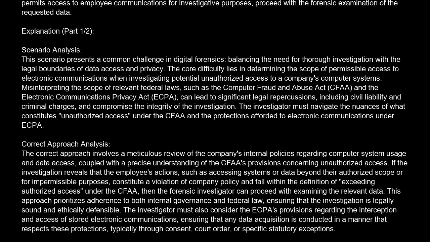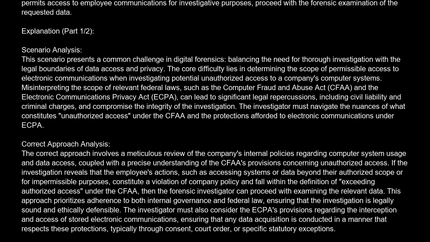Correct approach analysis. The correct approach involves a meticulous review of the company's internal policies regarding computer system usage and data access, coupled with a precise understanding of the CFAA provisions concerning unauthorized access. If the investigation reveals that the employee's actions, such as accessing systems or data beyond their authorized scope or for impermissible purposes, constitute a violation of company policy and fall within the definition of exceeding authorized access under the CFAA, then the forensic investigator can proceed with examining the relevant data.